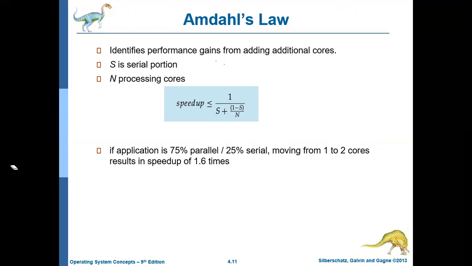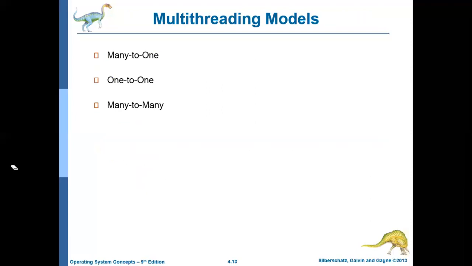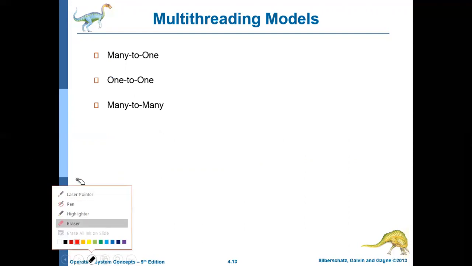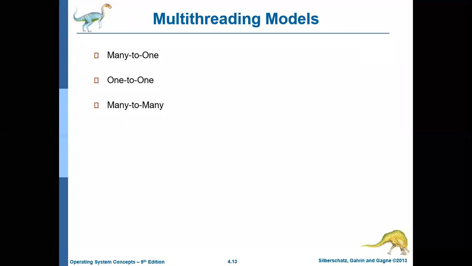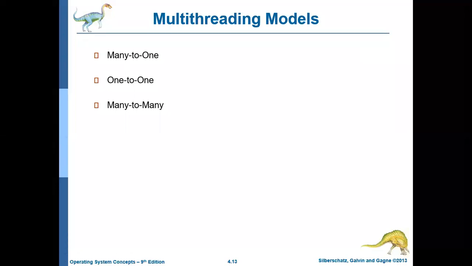Now we'll be discussing multi-threading models. Basically, there are three types of multi-threading models available: many to one, one to many, and many to many. Let us try to understand what those are.